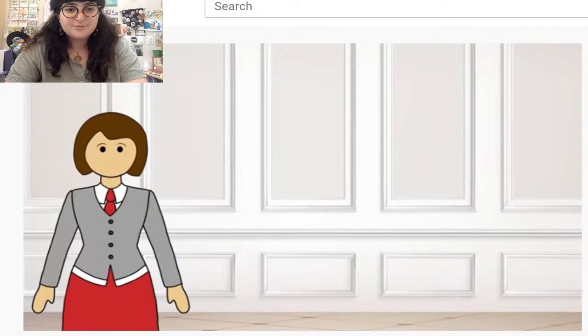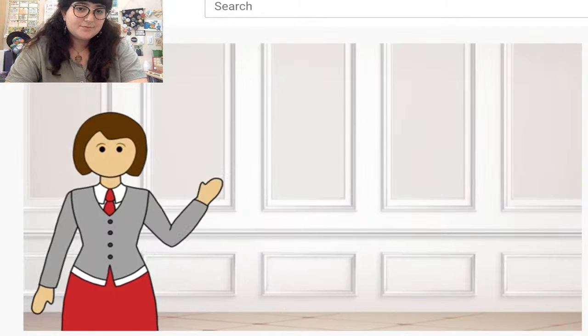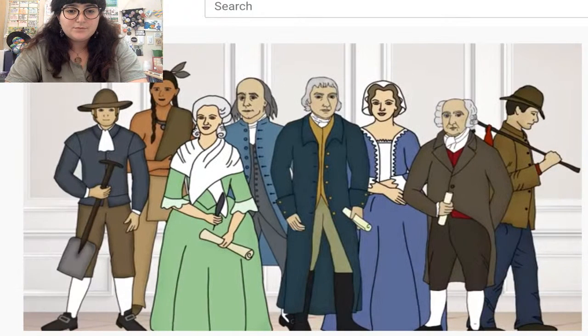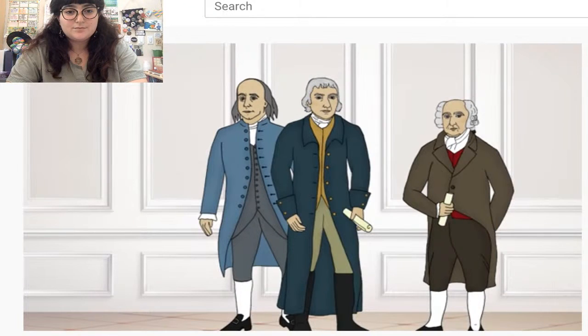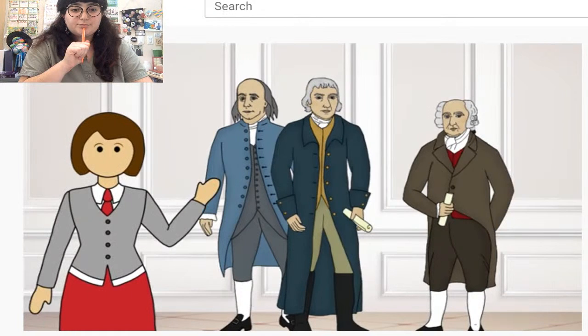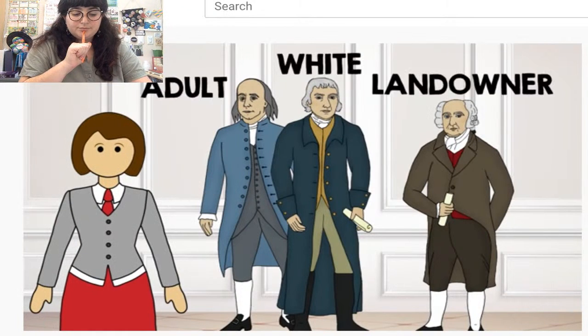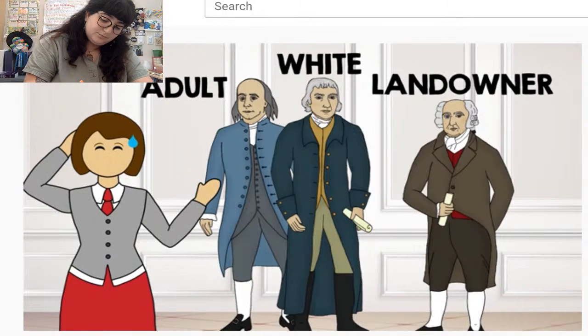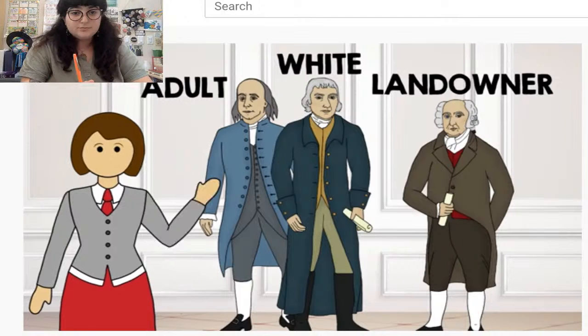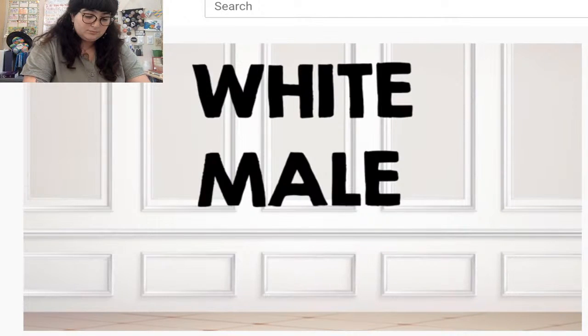In the early years of America, only a small percentage of people were allowed to vote. Keep going. Keep going, almost there. Okay, stop. At the founding of America, only adult, white, landowning men were allowed to vote. Not surprisingly, the people making the decisions in the early days of America were, you guessed it, white male landowners.